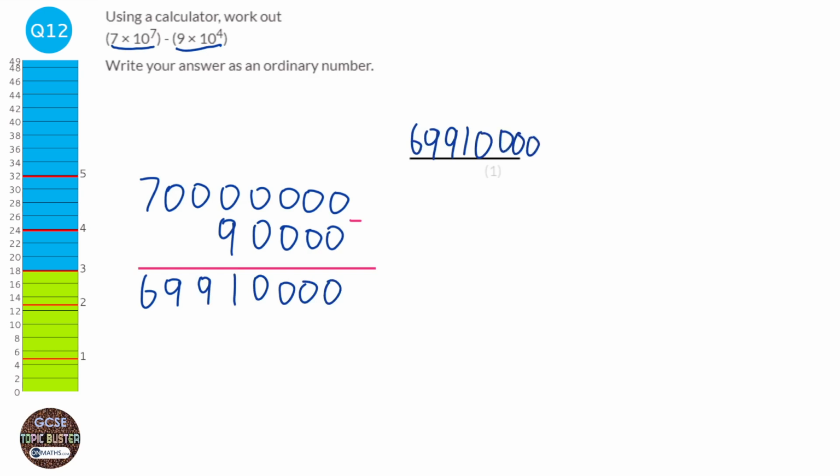There are no tricks here. You can't do anything with the 7 and the 9. You're not subtracting powers or anything. You're just literally typing in what it says. And there's a button on the calculator like that you will need to use. So if you don't know what that is, ask your teacher or ask someone to help you out with that.